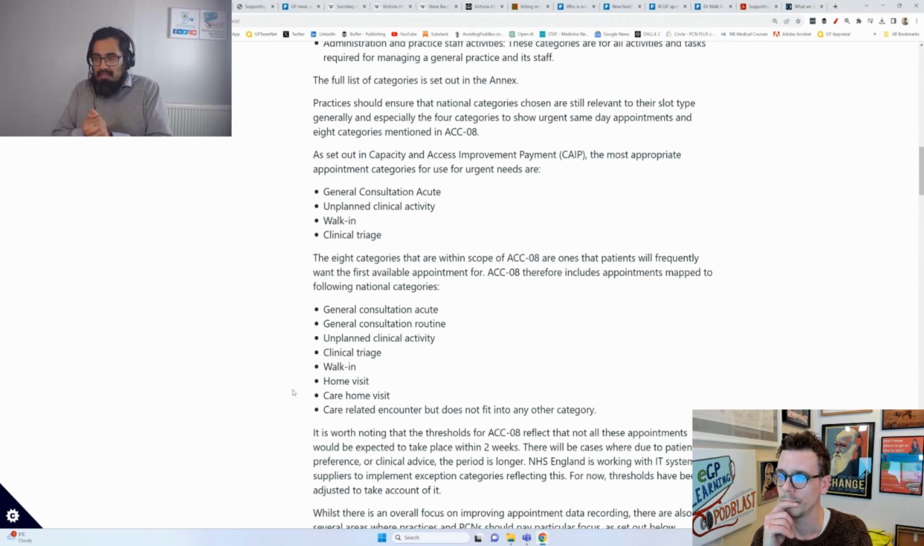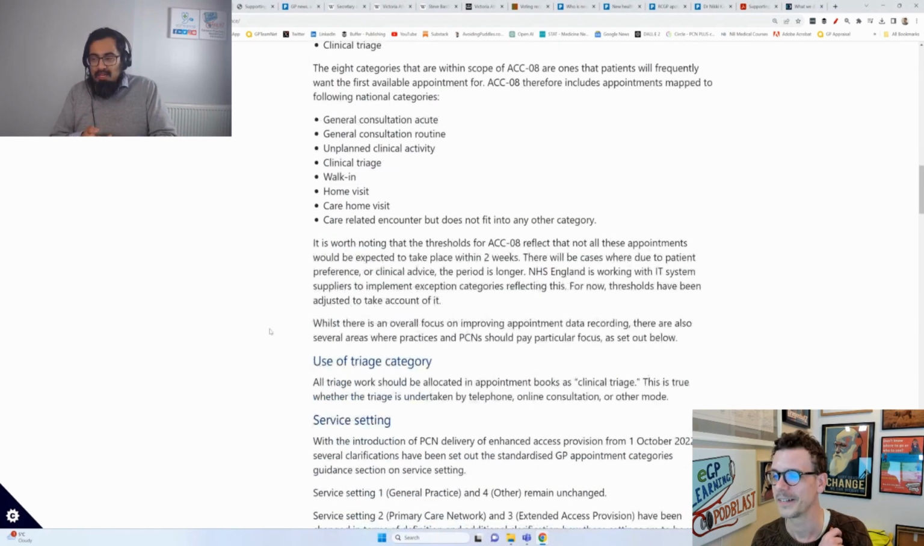Let me just restart that again. So the first part sets out the CAPE plan, which is the ones I've just mentioned. Then for the two-week aspect of ACC08, there are the additional ones, which are general consultation acute, general consultation routine, unplanned clinical activity, clinical triage, walk-in, home visit, care home visit, and care-related encounter that doesn't fit into another category, which is basically your catch-all mechanism.